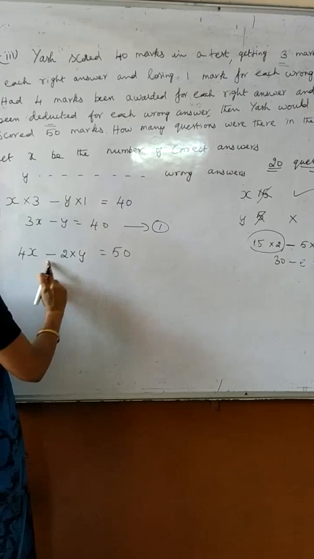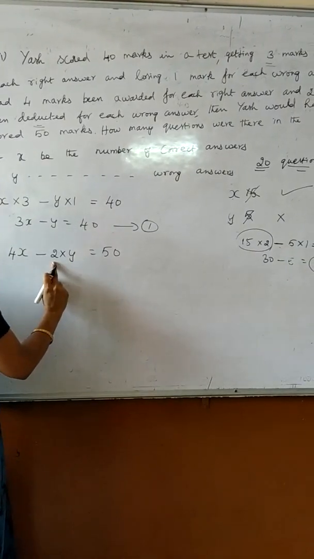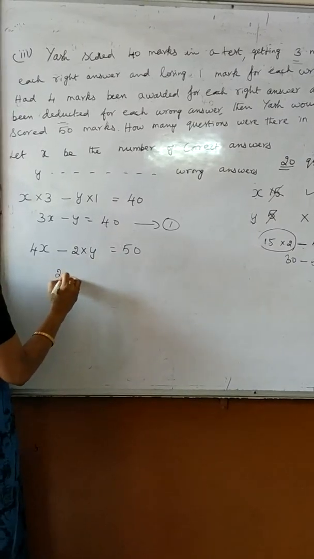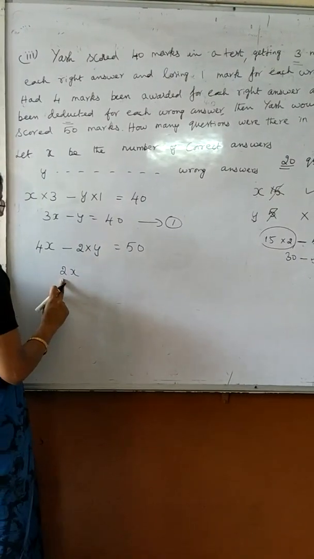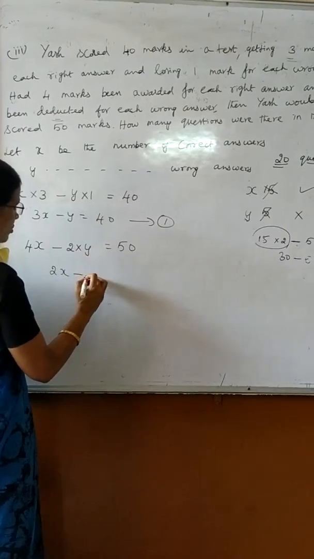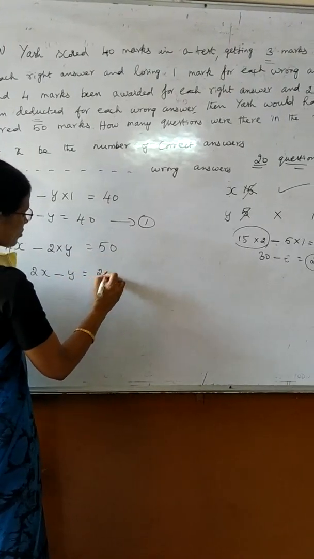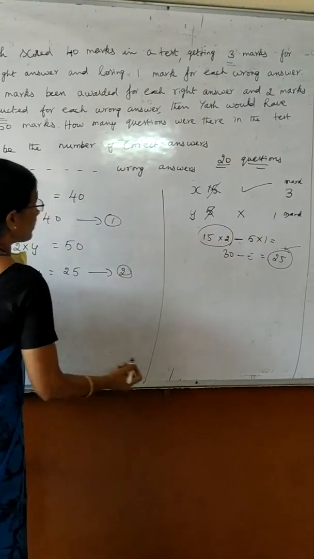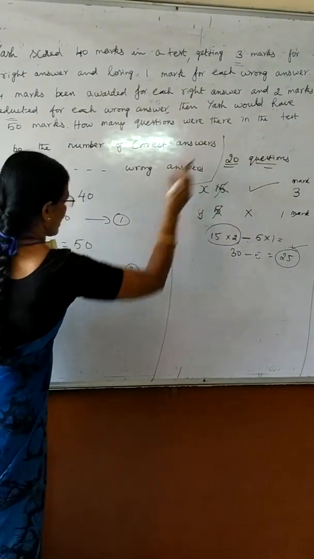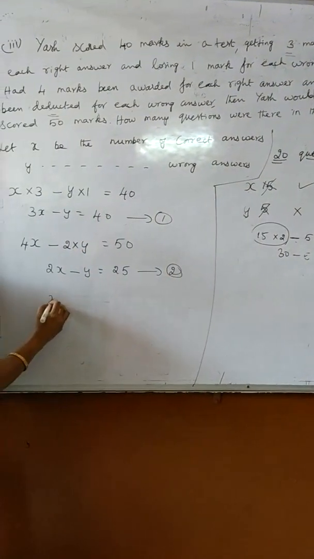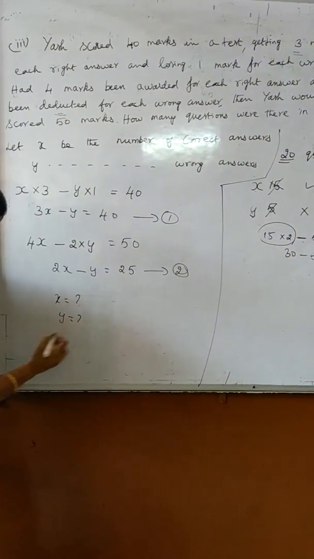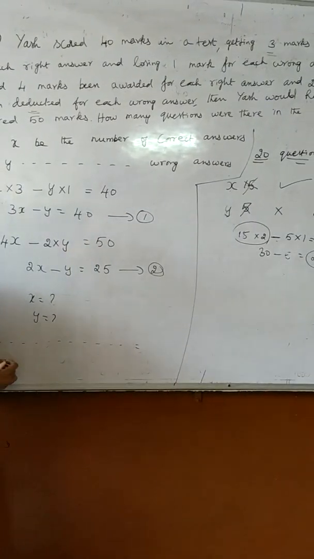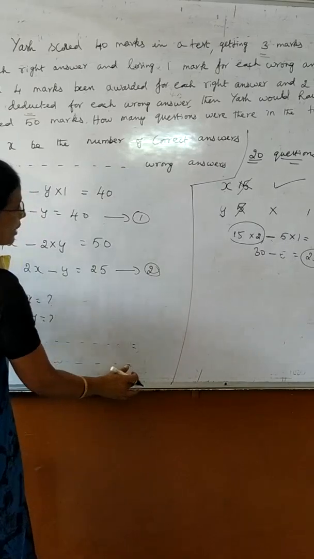You can see each and every term is divisible by 2. So we reduce the equation by dividing each and every term by 2. So 4x divided by 2, 2x. 2y divided by 2, y. 50 divided by 2, which is 25. That is the second equation. So you can solve these two equations, find out the values of x and y, and conclude the answer. Number of correct answers is equal to so many, and number of wrong answers is equal to so many.